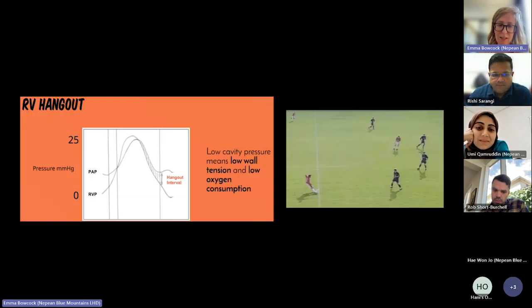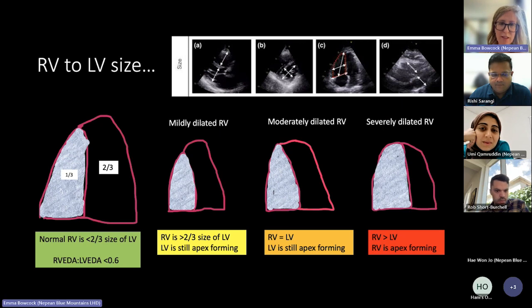Does anyone have any questions about that? Because it does become important when you start to think about the RV in disease and how your RV pressure volume loops change and things like that. Cool. So RV size then, let's start with that.